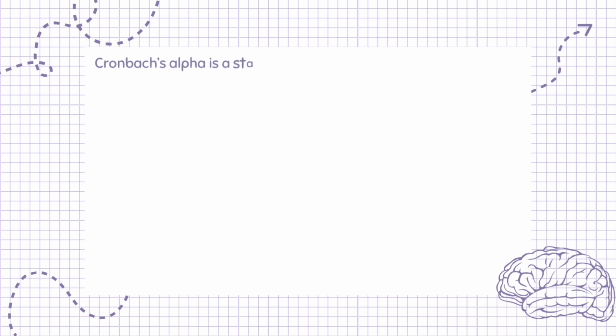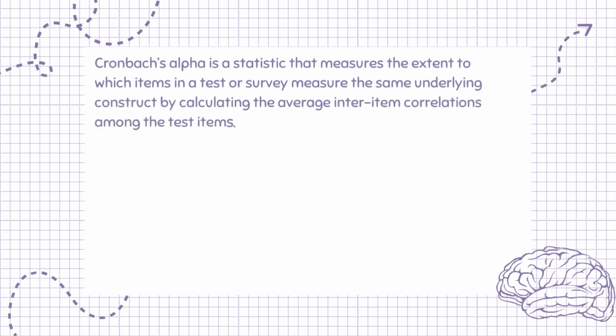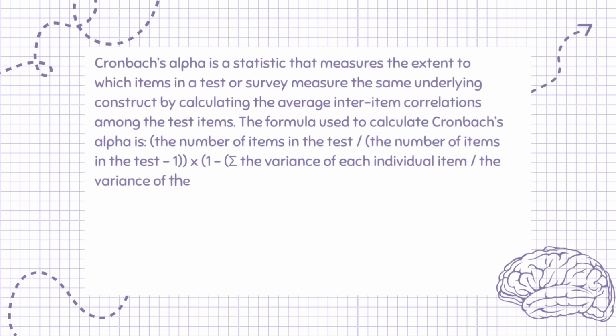Cronbach's alpha is a statistic that measures the extent to which items in a test or survey measure the same underlying construct by calculating the average inter-item correlations among the test items. The formula used to calculate Cronbach's alpha is the number of items in the test divided by the number of items in the test minus 1, multiplied by 1 minus sigma, the variance of each individual item divided by the variance of the total test scores.